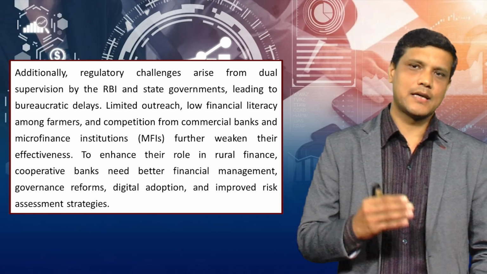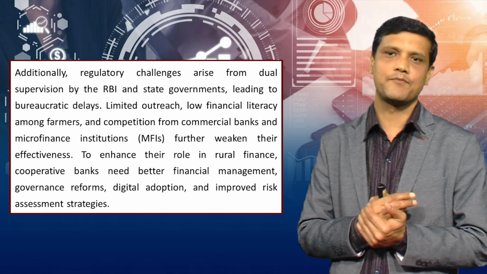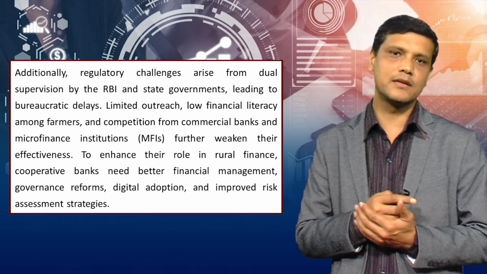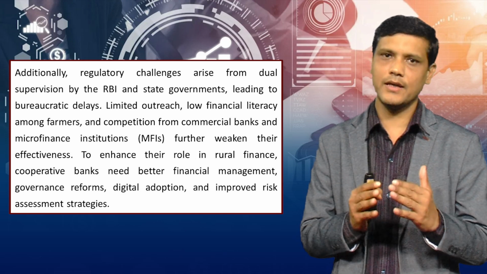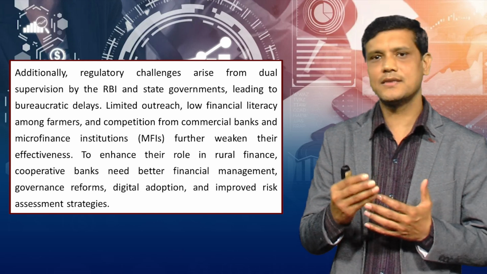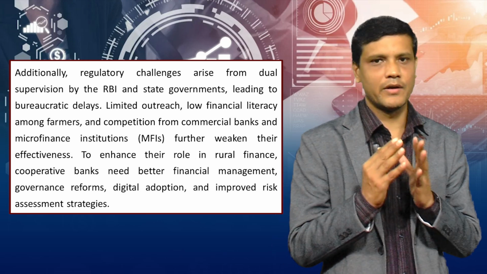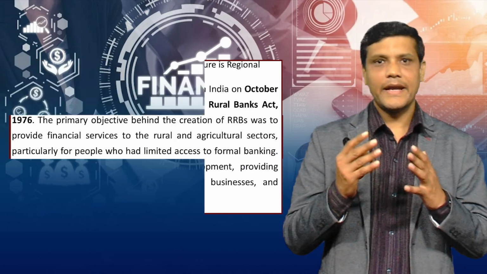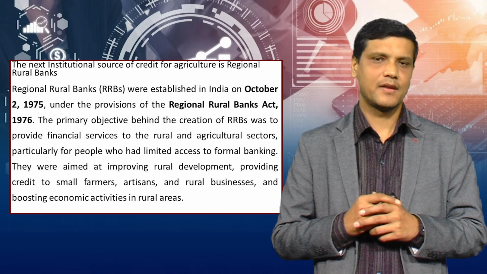Additionally, regulatory challenges arise from dual supervision by the RBI and state governments, leading to bureaucratic delays, limited outreach, low financial literacy among farmers, and competition from commercial banks and microfinance institutions further weaken their effectiveness. To enhance their role in rural finance, cooperative banks need better financial management, governance reform, digital adoption, and improved risk assessment strategies. The next institutional source of credit for agriculture is Regional Rural Bank, or RRBs.